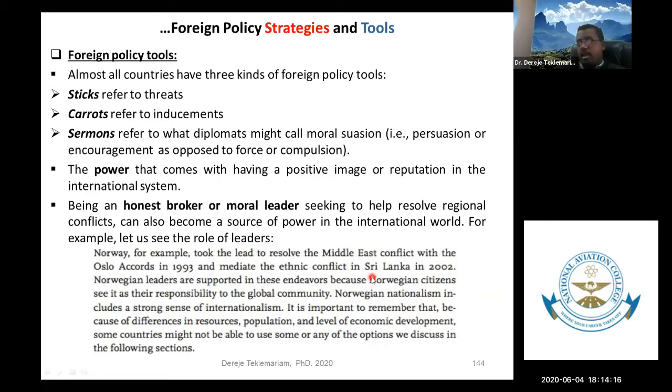Norway is really successful at acting as an honest broker, even a moral leader, especially with the Oslo Accord and the ethnic conflict in Sri Lanka. In dealing with these two things, the leaders of Norway were highly successful. Maybe it is related to the Nobel Prize tradition of resolving things peacefully. Not only Norway, most Scandinavian countries get surprised when countries enter into conflict.